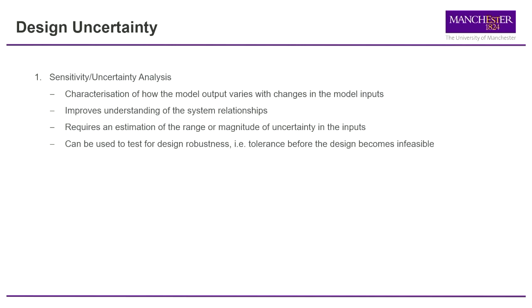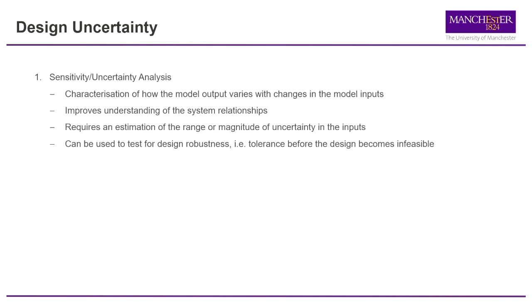What you need at the start is an estimation of how much something's going to change. This could be, for example, the amount that temperatures in orbit are going to change. What is the sensitivity of your system if your minimum temperature is minus 50 degrees or minus 60 degrees? Does that change the design of your thermal control system overall? So you need to have an assessment or an estimation of the range of magnitude of your inputs.